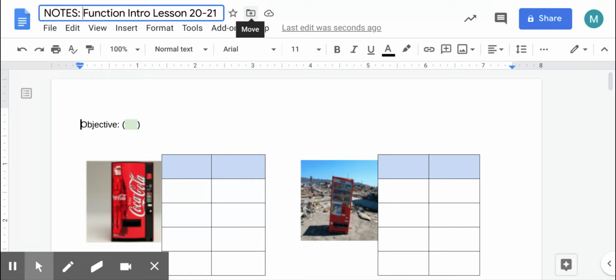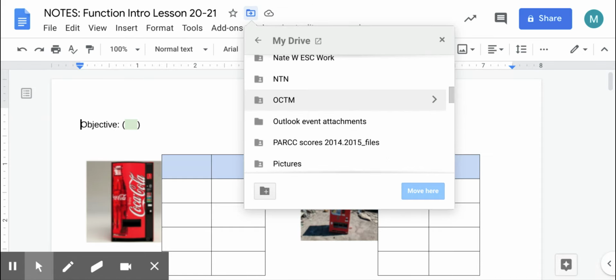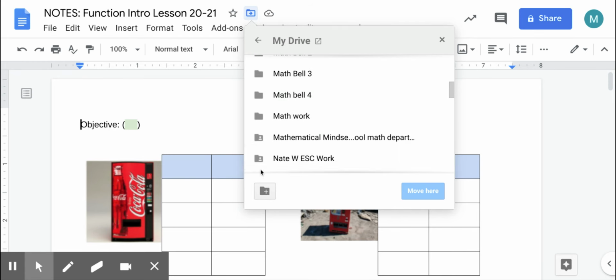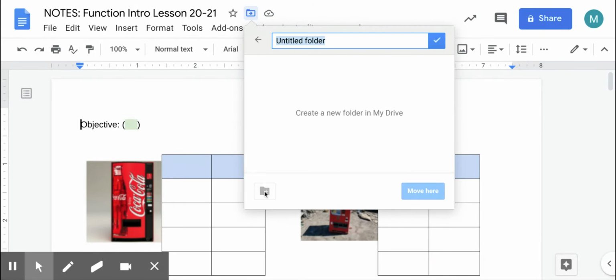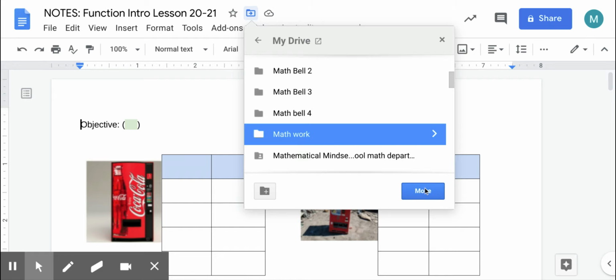Hopefully by now you've created a folder in your Google Drive that's math. So I would go ahead and I would put this in my math folder. I would scroll down and I would say, hey, I want to save this to math work. If you don't have a folder that's just for Bell 4, Bell 3, Bell 2, whatever Bell math you have, you can click this create new folder, title it, and then you would move it here. If you do have a folder for your math work, scroll down and go ahead and say, hey, I'm going to click this in my math work.